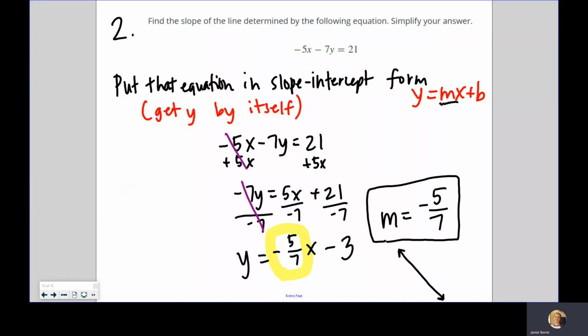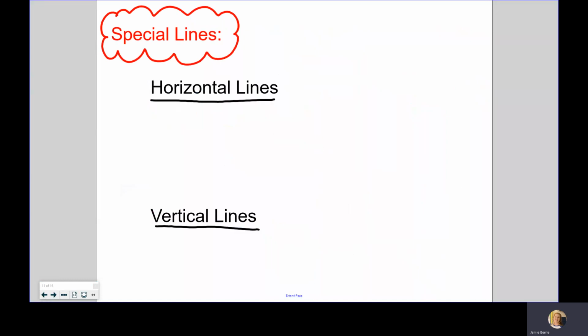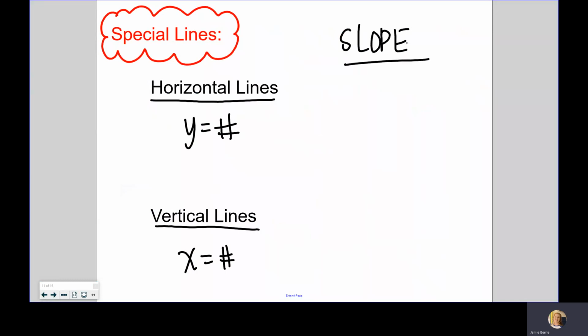All right, so let's look at our next page. Before I go on and do my next example, I need to talk a little bit about our special lines. We talked about these in the last section, and we already know that horizontal lines are in the form y equals a number. Vertical lines are of the form x equals a number. But what I want to talk about today is the slope of these special lines.